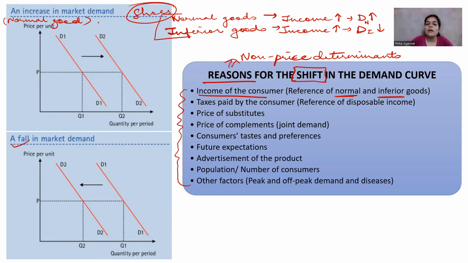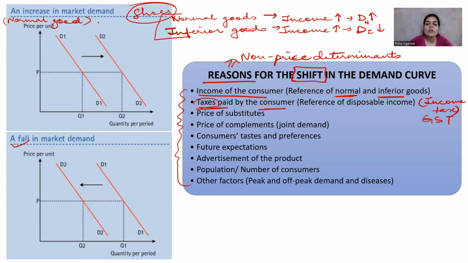Next, we have taxes paid by the consumer. So taxes are the amount that the people pay to the government. Suppose income tax is a type of tax. So these are the types of taxes, or maybe you can say GST, etc. These are the types of taxes that the people pay to the government. So income tax is a direct tax, GST is an indirect tax. There's a difference.